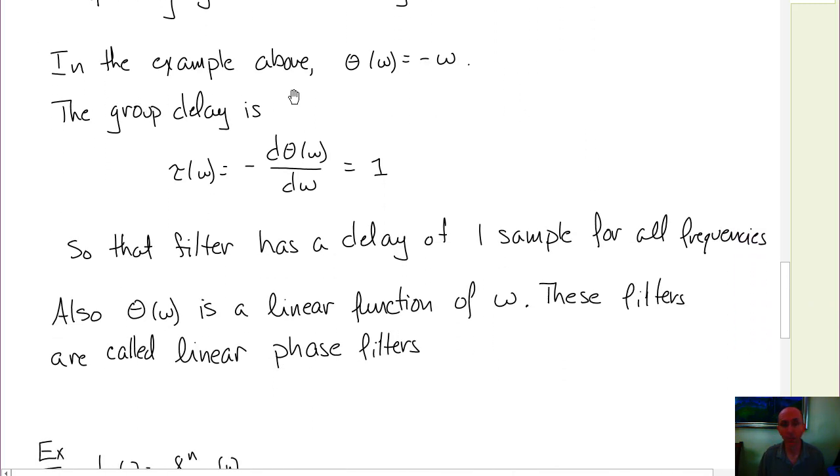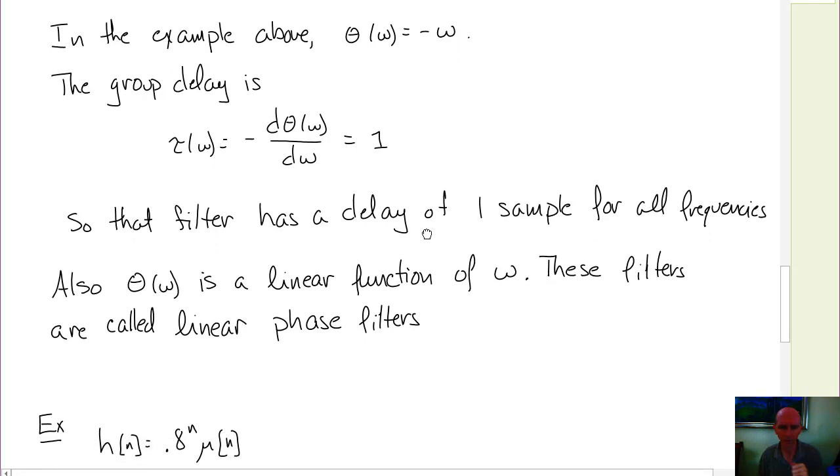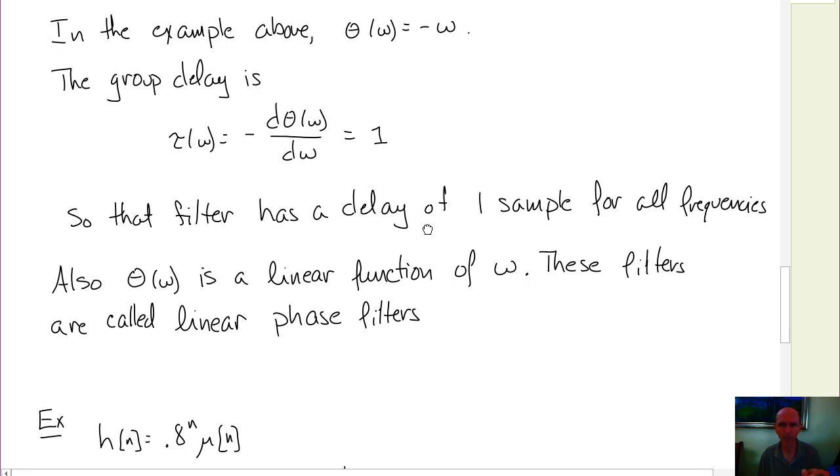In the example above, the filter we had before, the phase was minus omega, so the group delay is just 1. As we saw in the example which we just showed, the delay in samples is going to be 1 sample. In other words, this filter is going to have a delay of 1 sample for all frequencies. Now, that's nice. It means no matter what frequency I put in, the time it takes to go through the filter is going to be one sample.